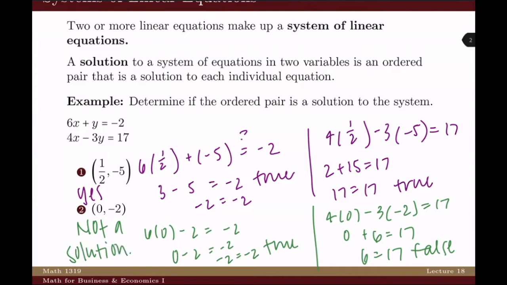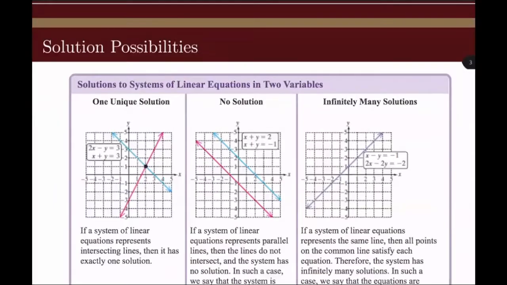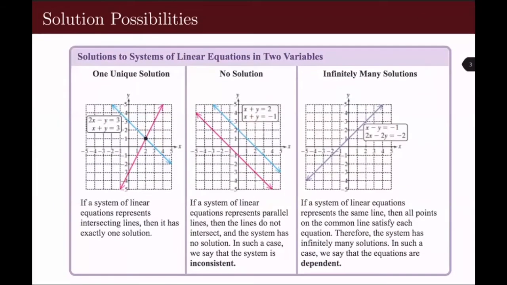Okay, and that's it. So you just plug the points in and you check to see if they are a solution to the equation. So let's keep going. These are your outcomes for solving a system of linear equations. So you could have where two lines cross at exactly one point. That means they have one solution.